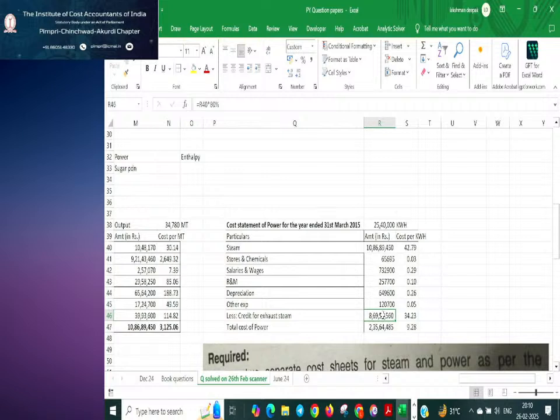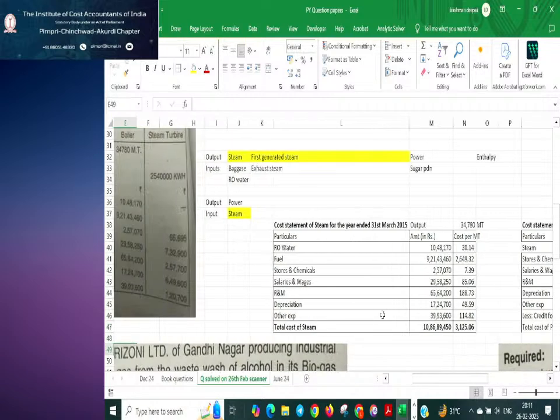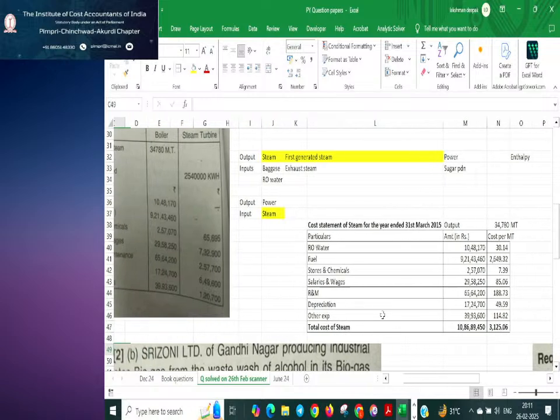So what is bagasse? They will just load it in the trucks. Well, when they load it, what will happen? It will fly in the air. So there will be a lot of loss of bagasse that you cannot do anything about. That is the normal loss. Got it? So did you understand this cost statement of steam and power? This is how it is prepared.